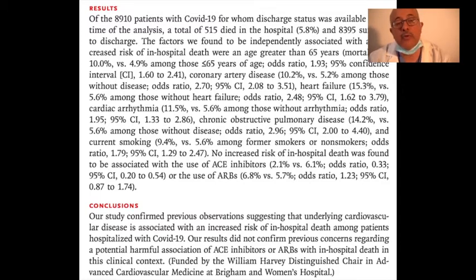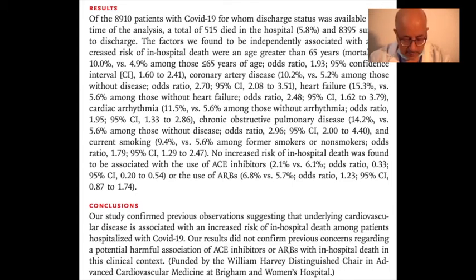The odds ratios associated with increased mortality include age above 65 years, coronary artery disease, heart failure, cardiac arrhythmias, COPD, and current smoking. The odds ratio of using ACE inhibitor or ARB did not increase, and there is no evidence that these medications increase mortality.